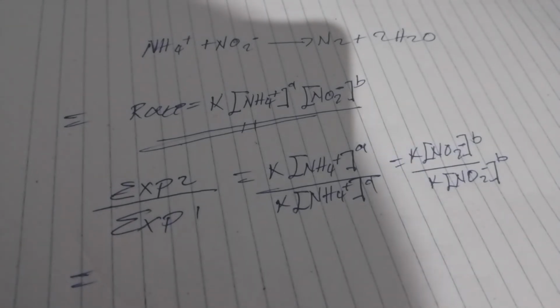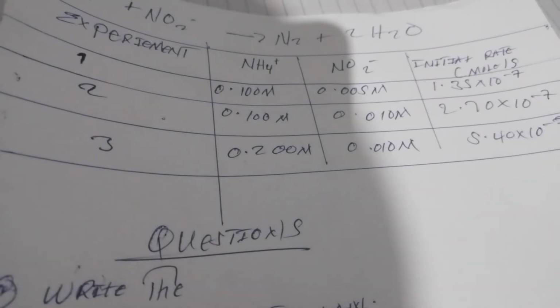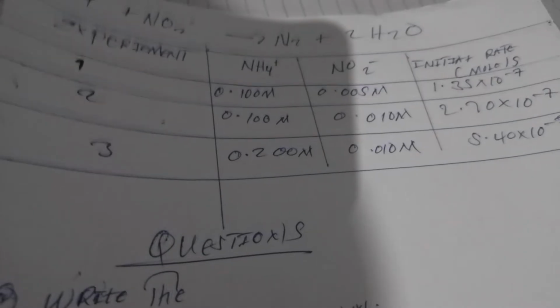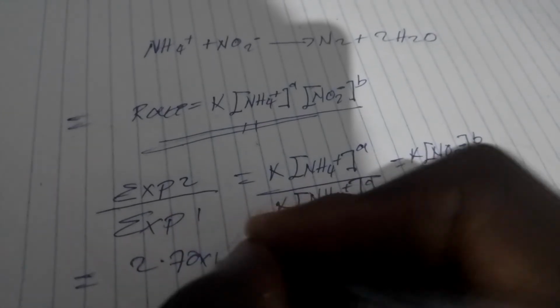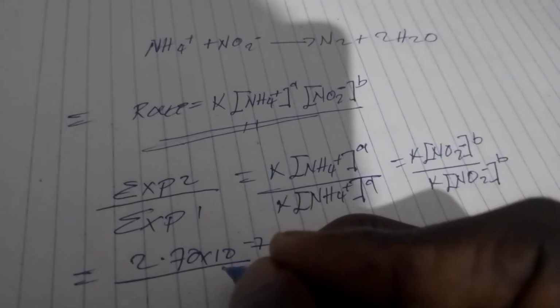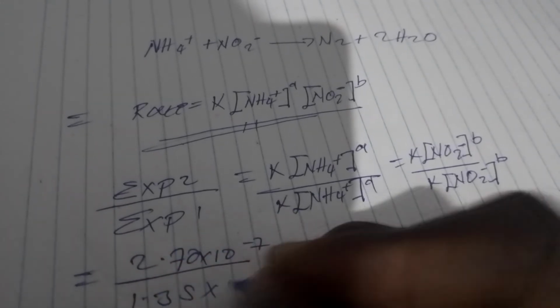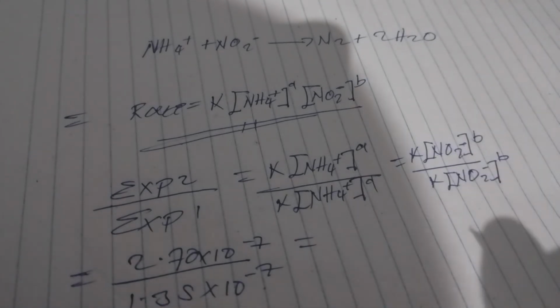Note the figures if you try to get a little bit here. So for experiment number 2, we get the initial rate, which is of course 2.70 times 10 exponential negative 7. The same applies with 1.35 times 10 exponential negative 7 for experiment 1, as we use initial rates. So what is experiment 2? That is 2.7 times 10 exponential negative 7 divided by experiment 1's initial rate, 1.35 times 10 exponential negative 7, is equal to, let me say, the rate constant, which we do not have, so that means there's no use of it.